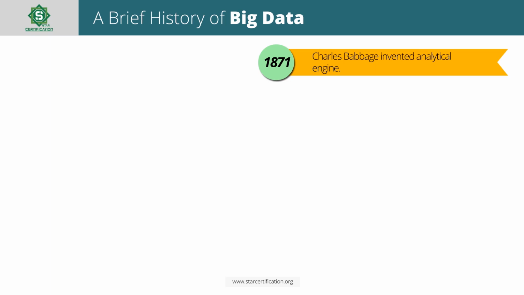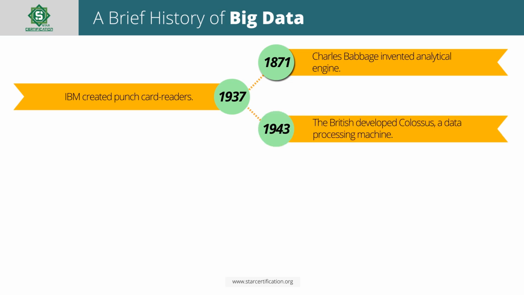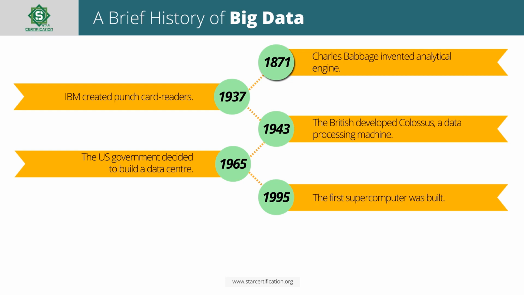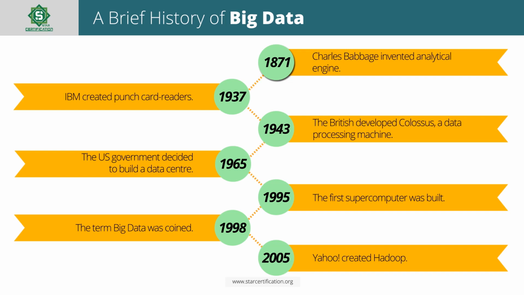In 1871, Charles Babbage invented an analytical engine. In 1937, IBM created punch card readers. In 1943, the British developed Colossus, a data processing machine. In 1965, the US government decided to build a data center. In 1995, first supercomputer was built. In 1998, the term big data was coined. In 2005, Yahoo created Hadoop.